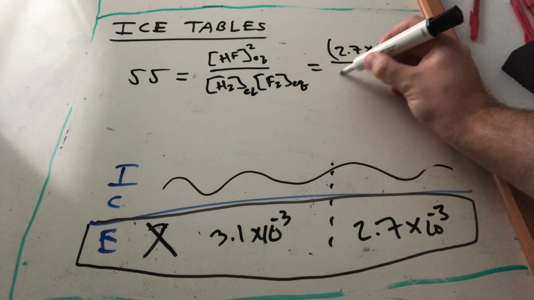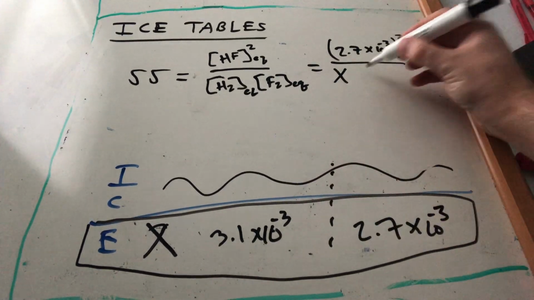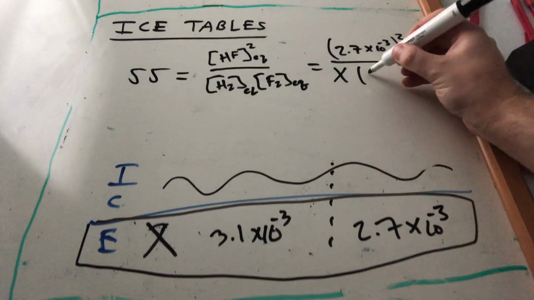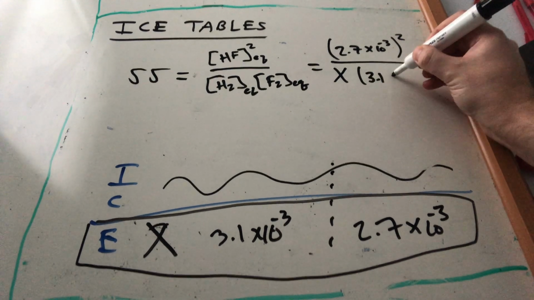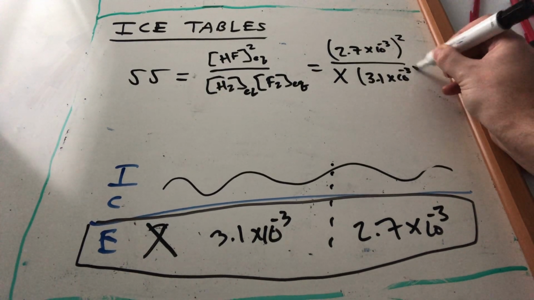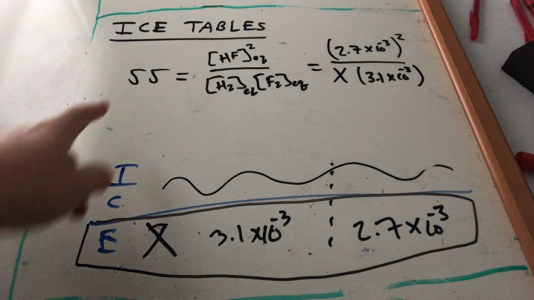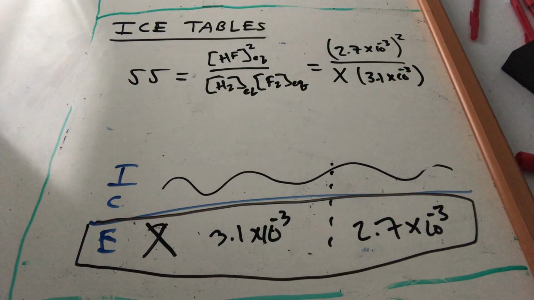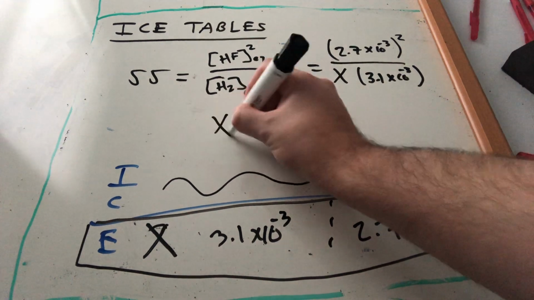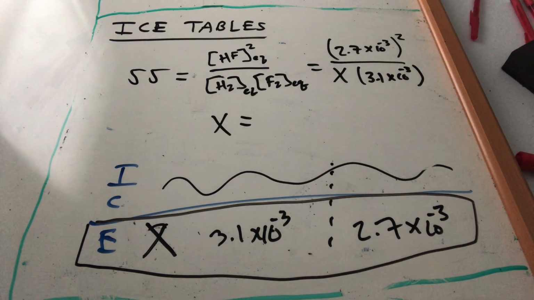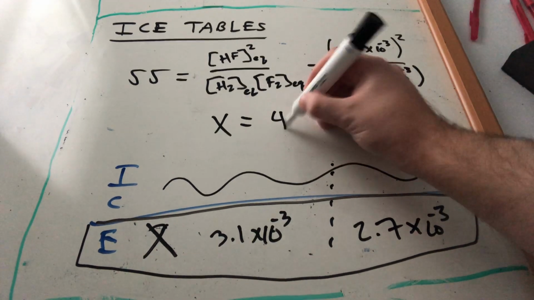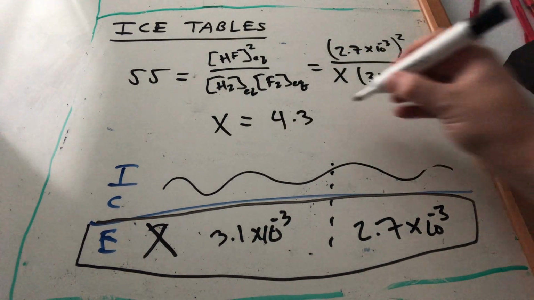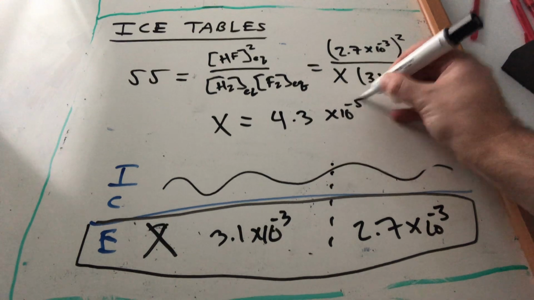The H2 equilibrium information is X, right? And the F2 information is 3.1 times 10 to the minus third molar. So here's an equation: 55 equals this. Just solve for X, and you can practice this math on your own. But when I do this, what I get for X, rounded to correct significant figures, is 4.3 times 10 to the minus 5.